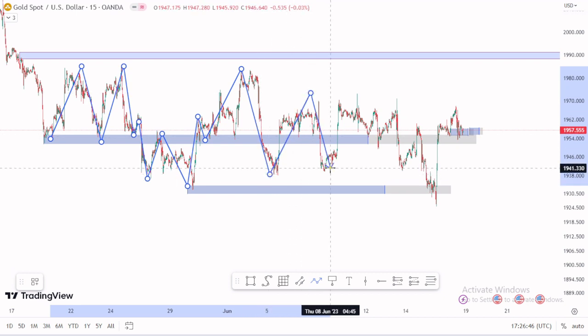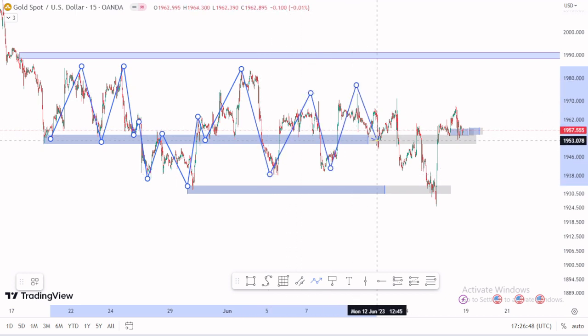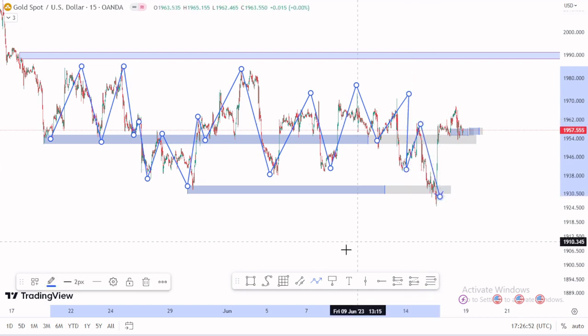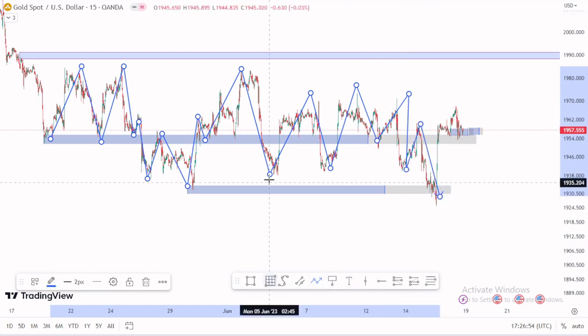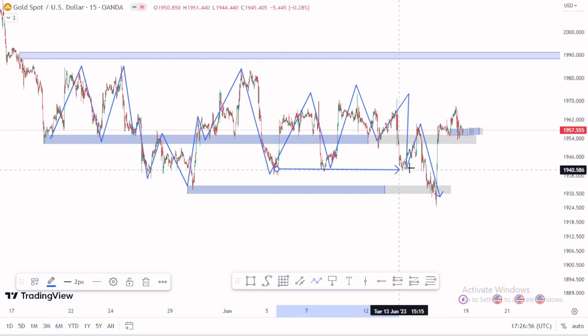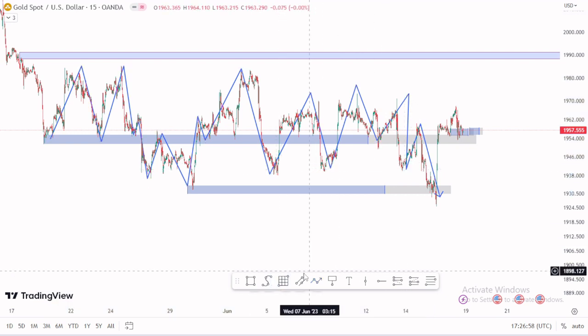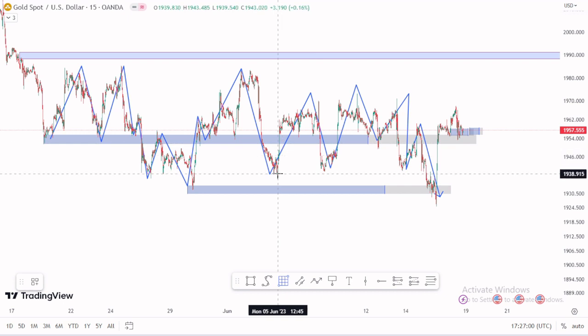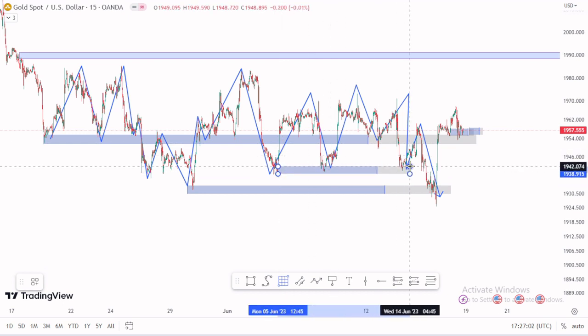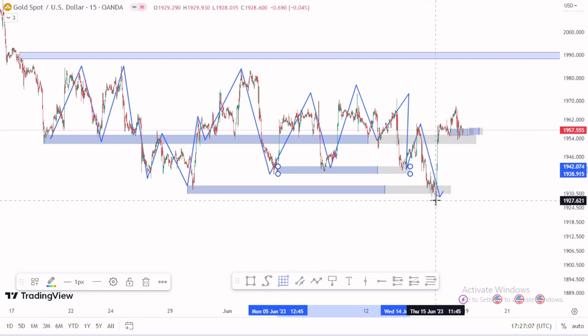So gold has been playing from this range multiple times, as you can see. The more it was playing, it was even creating some liquidity. You can see this liquidity right here. Hope you can see this. It was created right here, and then they made an institutional move that came in and removed this liquidity.